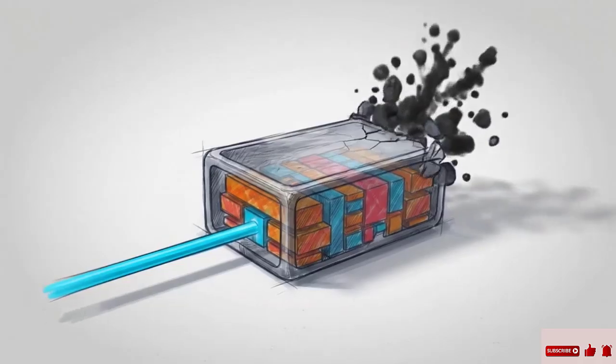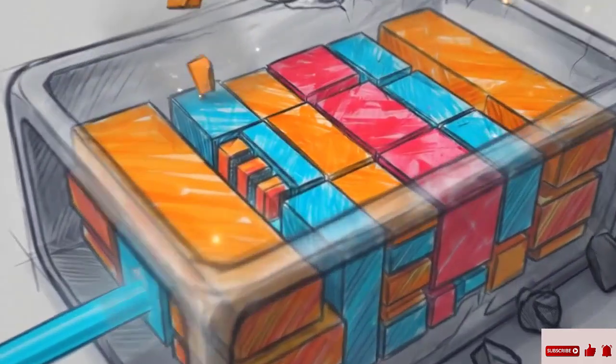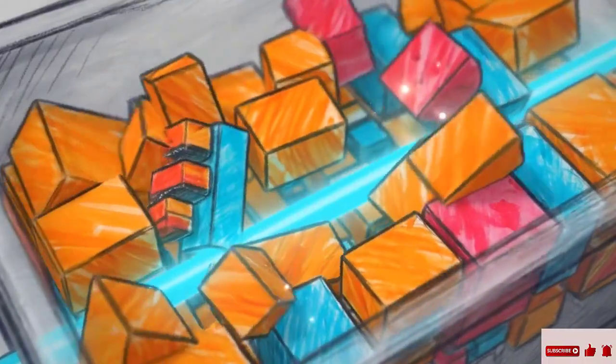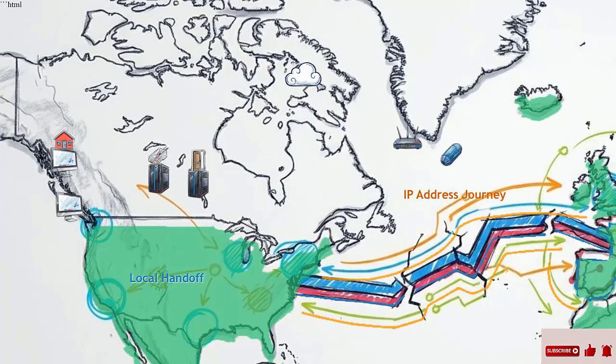You have now successfully extracted, filtered, and analyzed all the live Ethernet frames moving across your local network. This lab confirms that MAC addresses handle the local handoff, while IP addresses manage the journey from one end of the connection to the other.